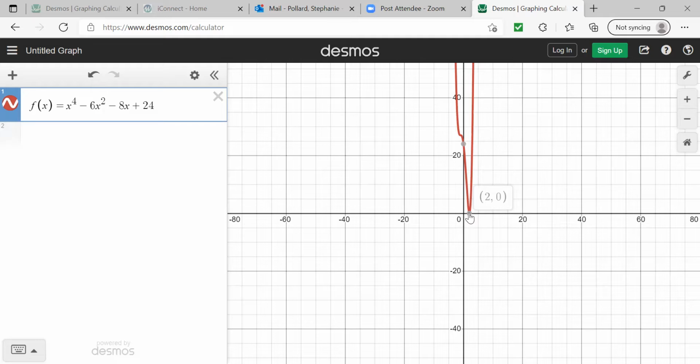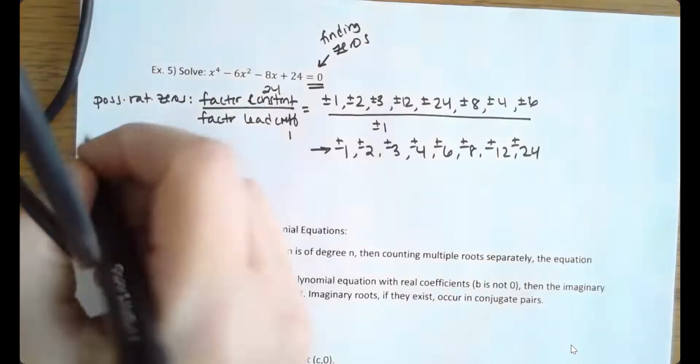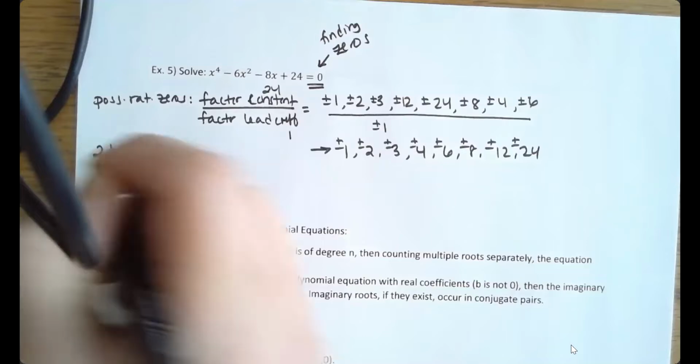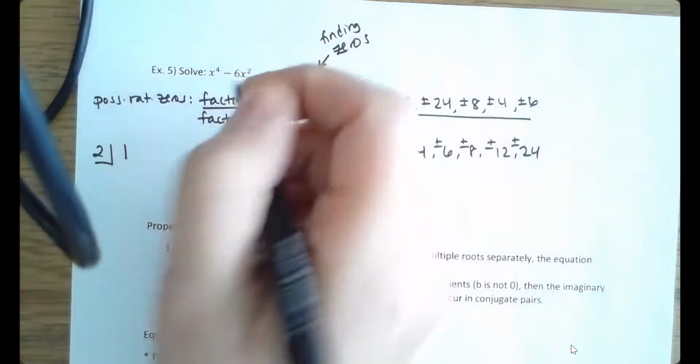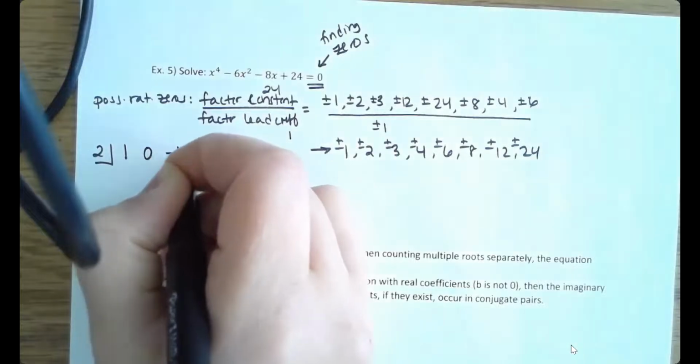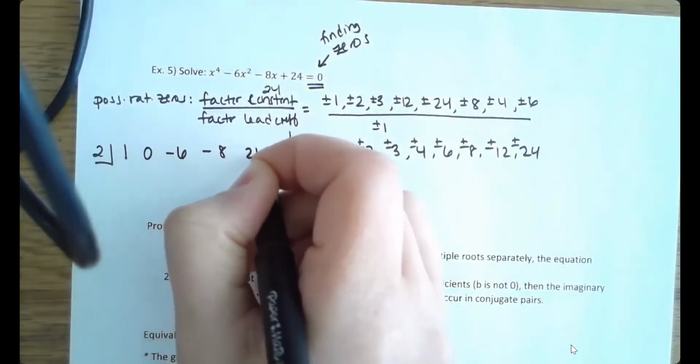So I'm going to start my synthetic division with 2. I noticed that 2 was one of my options as well. So it's always good to check and make sure that what you're seeing on the graph is one of the options that you have, and vice versa. So I'm going to do synthetic division with 2. Here I have a 1. Careful, there's no cube term, so I need to use a 0. -6, -8, and 24.